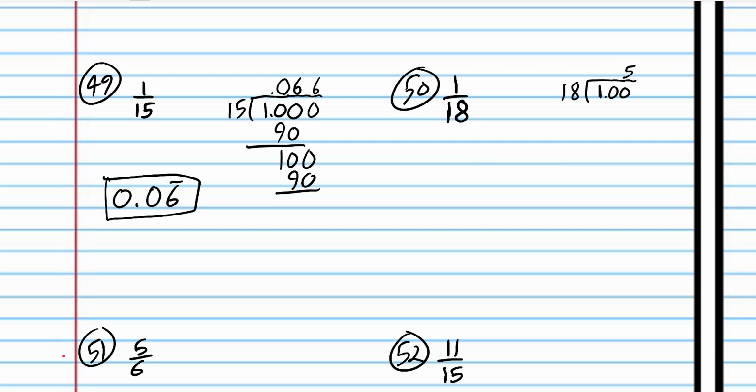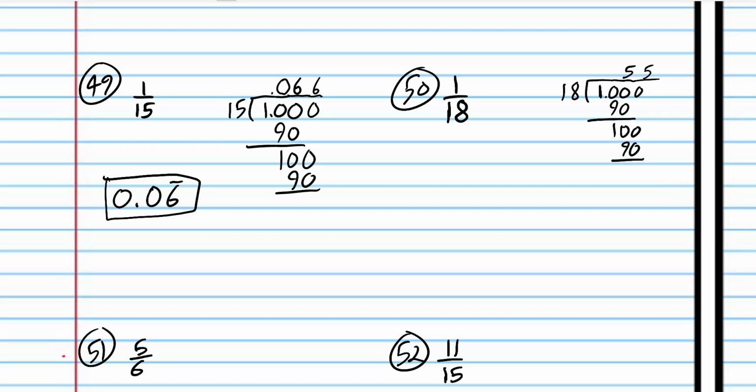And 5 times 18 is going to be, I think, 90. 100 minus 90 is 10. 18 doesn't go into 10, so bring down a 0. 18 goes into 100 again 5 times. 18 times 5 is 90, and you can see it's just going to keep repeating.